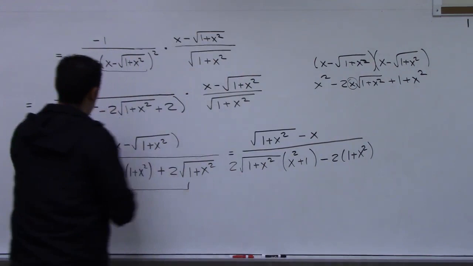All right, next one. Capital G of x equals root 1 minus x squared times arc cosine, which I'm going to write this way, arc cosine of x.